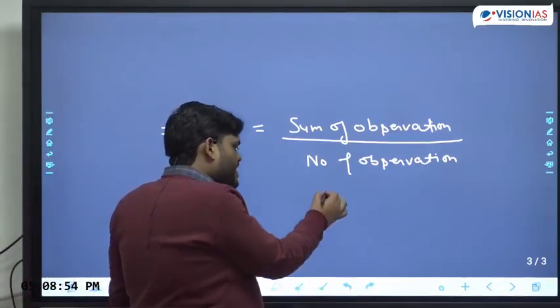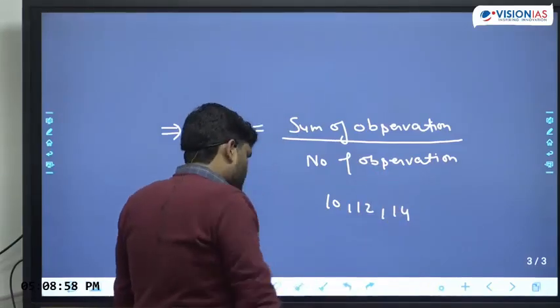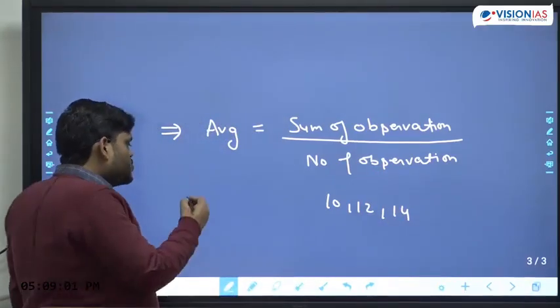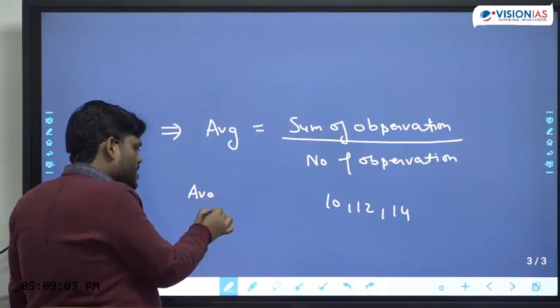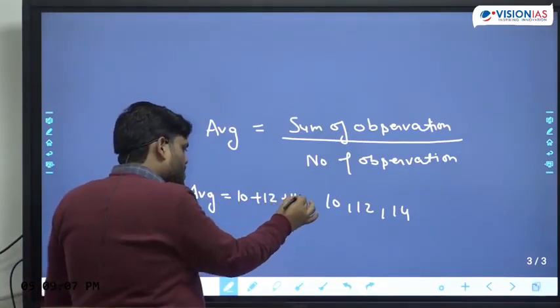Suppose we have to find out the average of 10, 12 and 14, for example. I am taking very simple numbers. So what is the average? Sum of observations: 10 plus 12 plus 14.